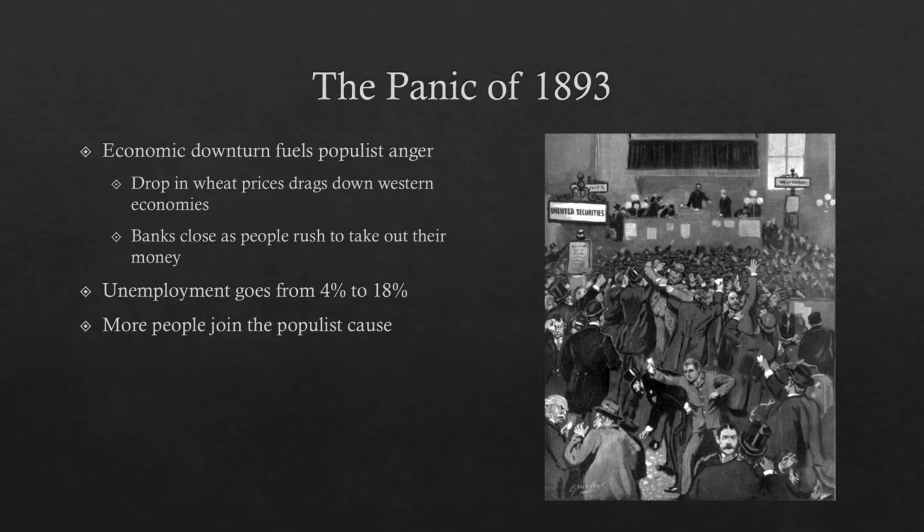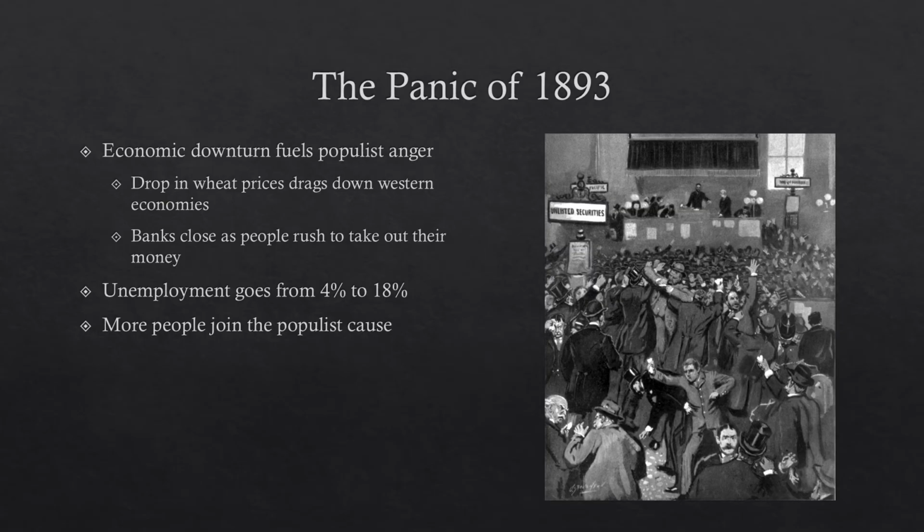So there are a lot of different causes to this economic collapse. One of the big ones is that wheat prices are dragging down Western economies. Farmers can't really sell their wheat for profit, so it makes it harder for them to buy the stuff they need. Also, when things start to go bad, people rush on the banks and start taking out all their money. And when everybody takes their money out of the banking system, what this means is that the whole economy shuts down because there's nobody to borrow money from. So that's a really big problem.